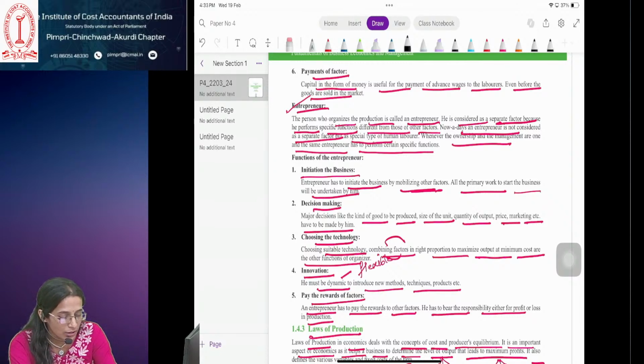Nowadays, an entrepreneur is not considered a separate factor, but a special type of human laborer. When the ownership and the management are one and the same, the entrepreneur has to perform certain functions, right? Because when the ownership and the management are not the same, then the entrepreneur doesn't need to perform certain functions, right?